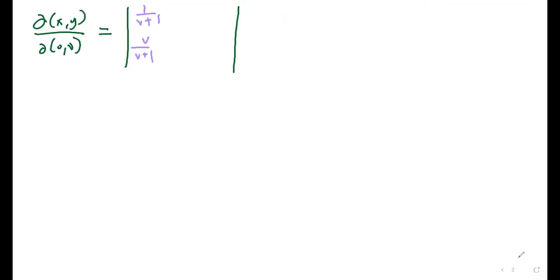And then we'd also have to do derivatives of x and y with respect to v. We'd be using quotient rule and stuff like that. Let me just go ahead and write down the final answers. It's straightforward enough to calculate a partial derivative. So negative u over v plus 1 squared, and then positive u over v plus 1 squared.